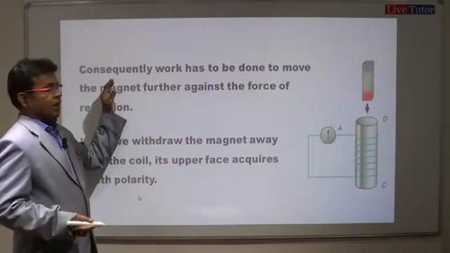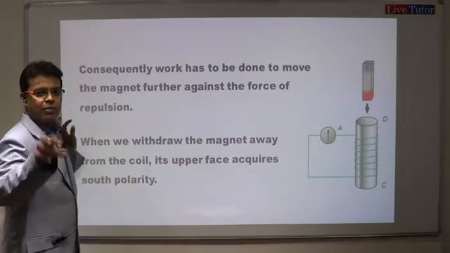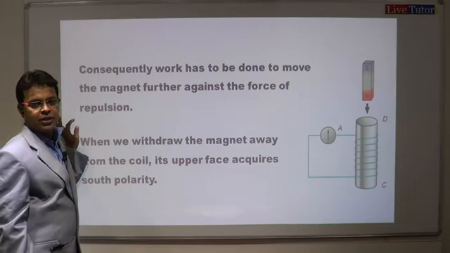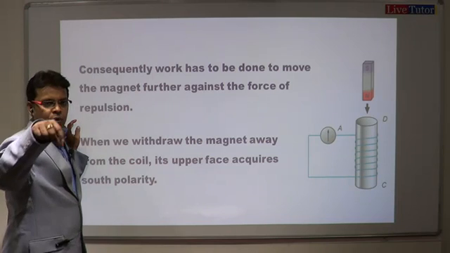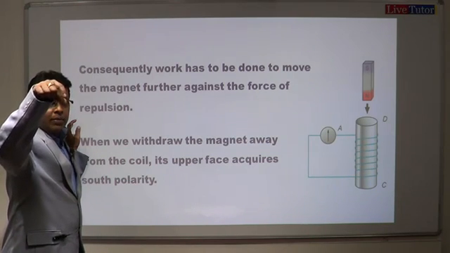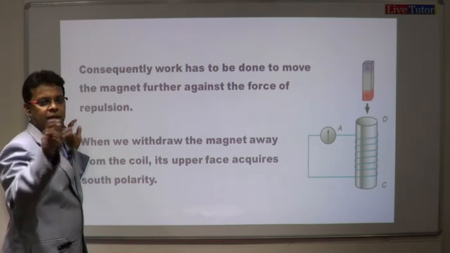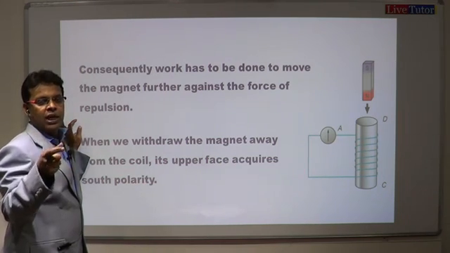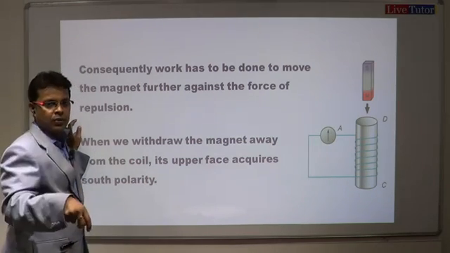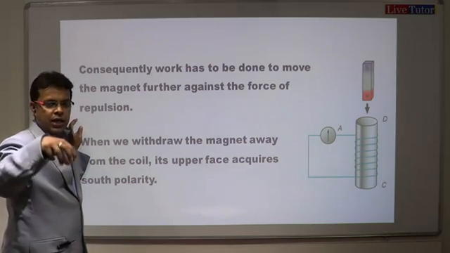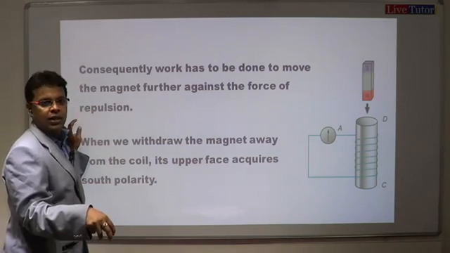Now consequently, work has to be done to move the magnet further against the force of repulsion. The magnet has a north pole, and when we push it into the coil, the upper part of the coil also becomes a north pole. So what happens to north pole against north pole? They repel. So if you want to insert it further, we have to do some work against the force of repulsion to push the magnet in.